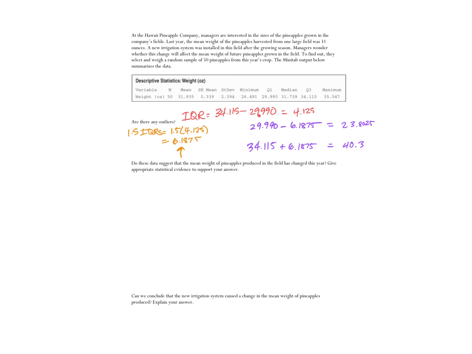So do we have any outliers? Is the minimum and the maximum, right? This is smaller than the minimum, and this is greater than the maximum. So we have nothing outside this range of values. So no outliers.